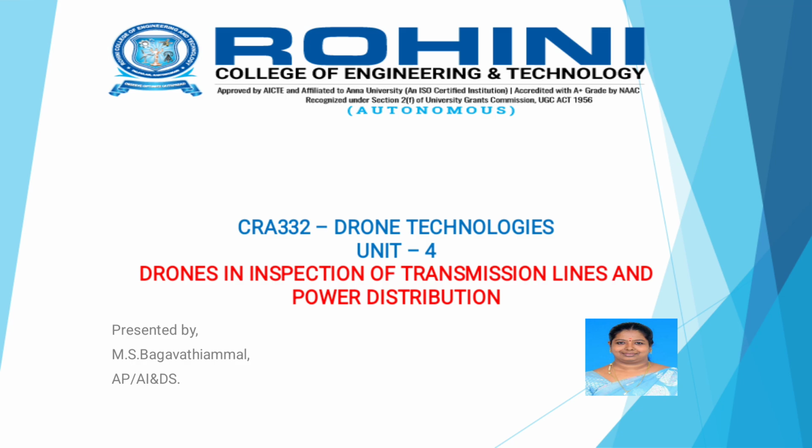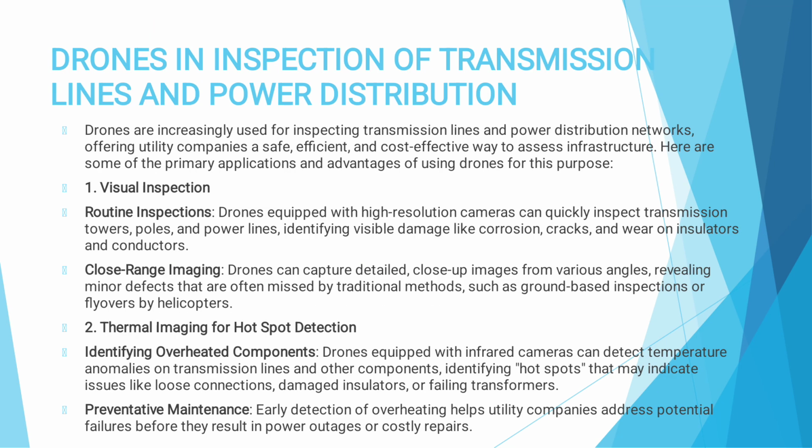Drones in Inspection of Transmission Lines and Power Distribution. Drones are increasingly used for inspecting transmission lines and power distribution networks, offering utility companies a safe, efficient and cost-effective way to access infrastructure. Here are some of the primary applications and advantages of using drones for this purpose.